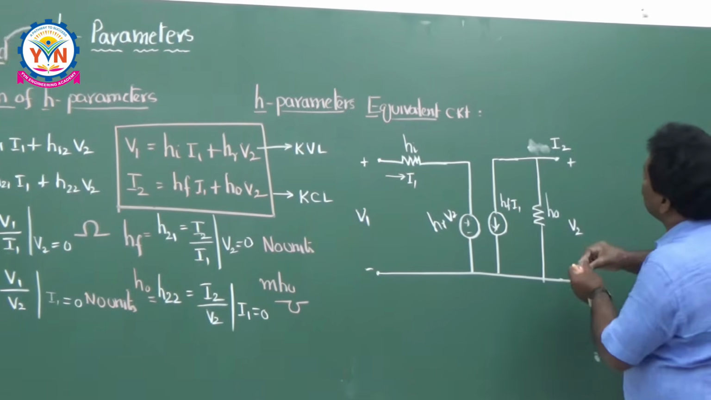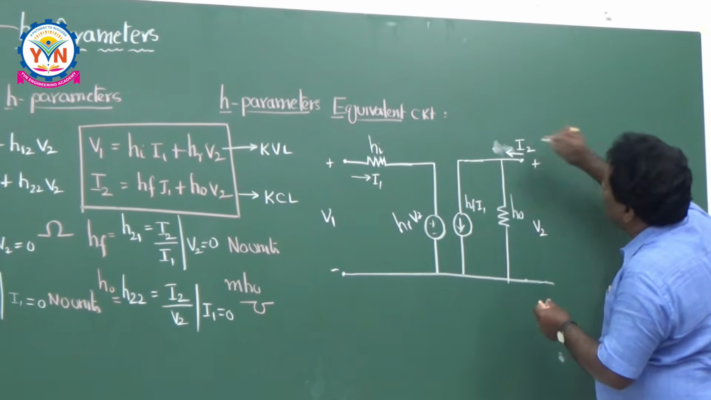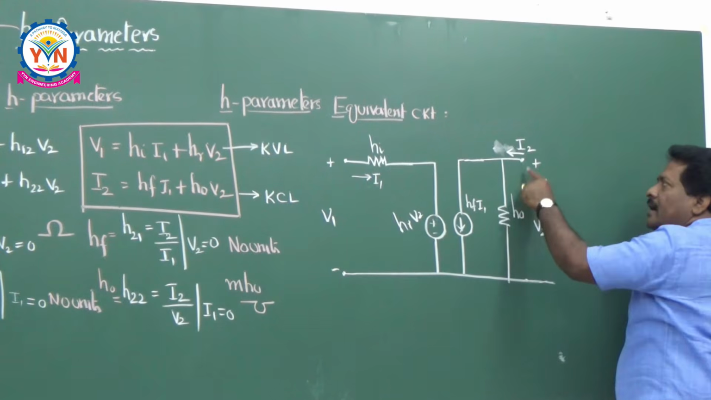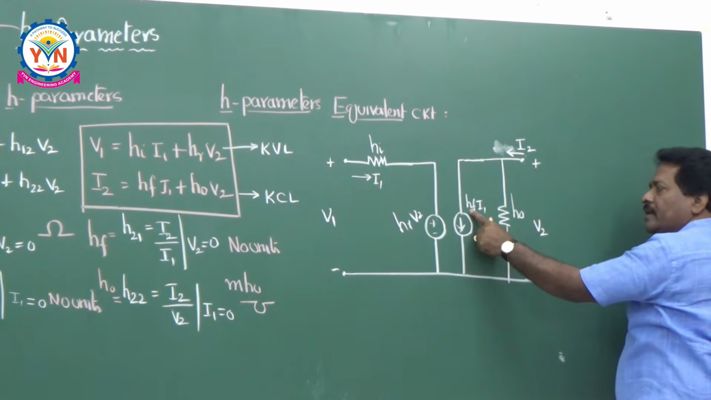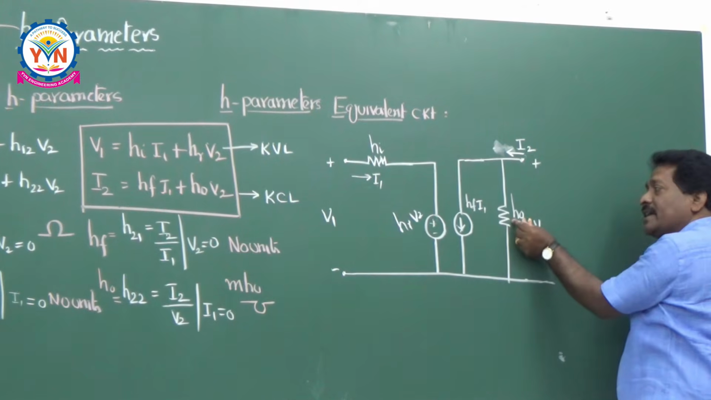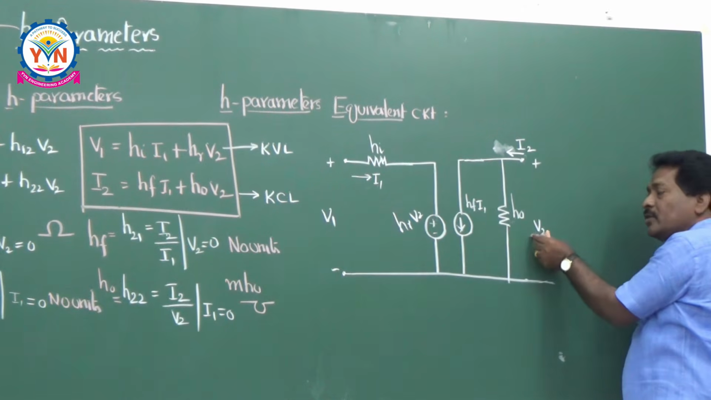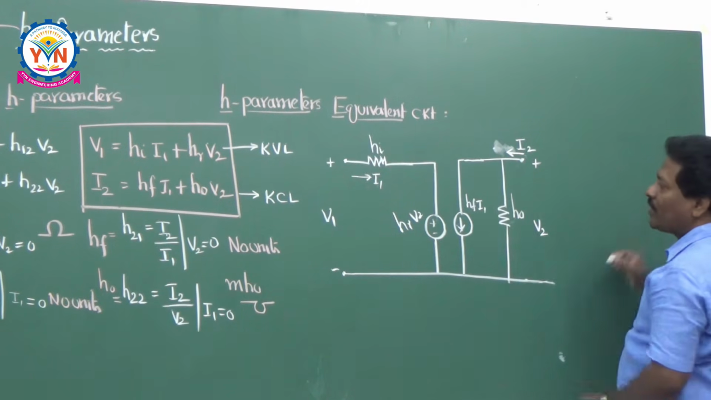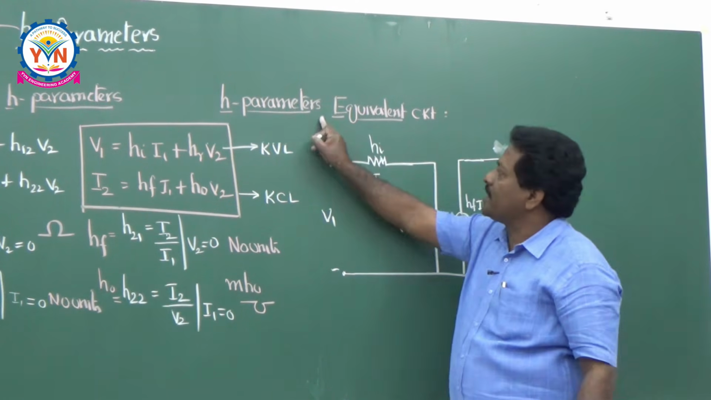So what is your I2? I2 is equal to the sum of this current and this current. It is a KCL. I2 is equal to HF times I1 plus HO into V2. HO is an admittance. Admittance into voltage is nothing but the current. That's the way of giving a model for your H parameter equivalent circuit.